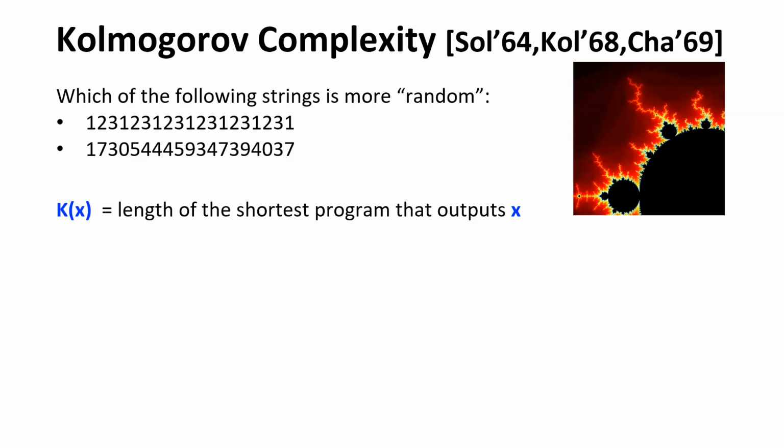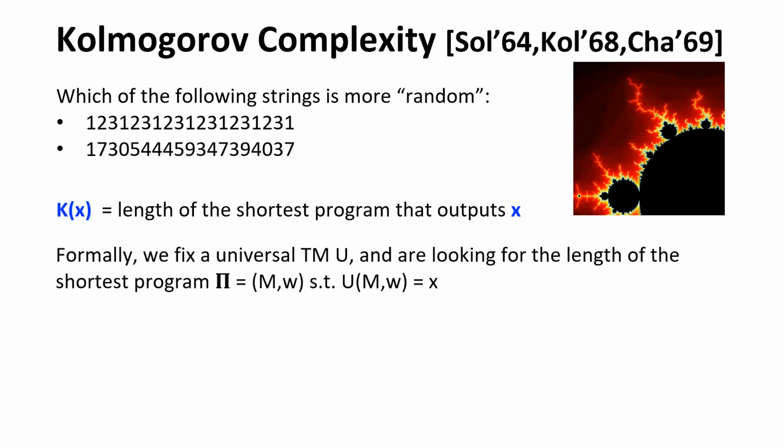So it's suggested by Kolmogorov that we instead look at the length of the shortest program that outputs this string x, and we'll let K of x denote this quantity. And this K of x turns out to be an amazing measurement of how random a fixed individual string is.